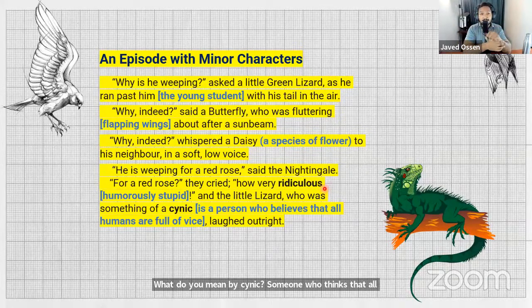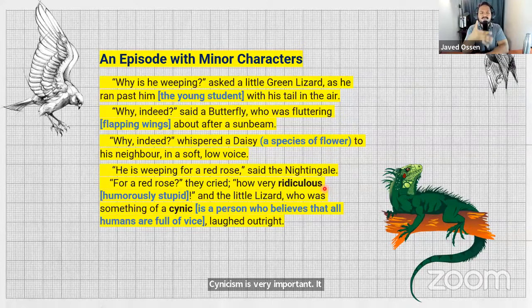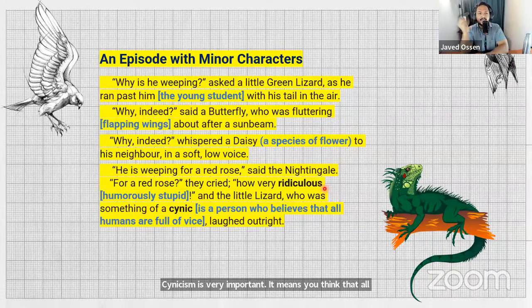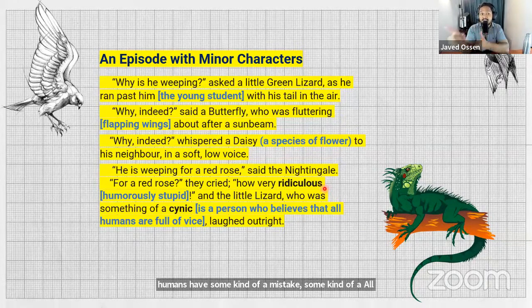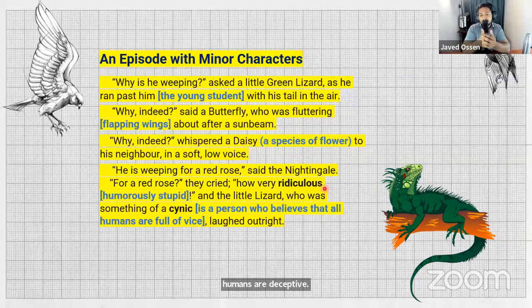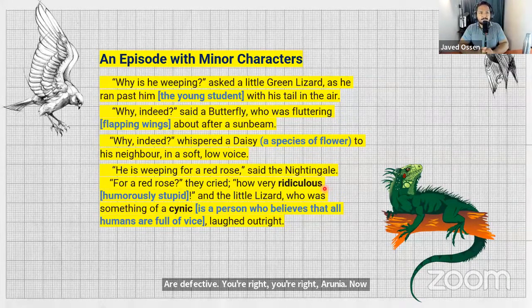Now, in the poems under the theme of humor, cynicism is very important. It means you think that all humans have some kind of a mistake, some kind of a flaw. All humans are deceptive, are defective. You're right, Arunya. Now, for example, in the Camel's Hump, you guys might remember the poem, right? Grade 11 poem under the theme of humor.